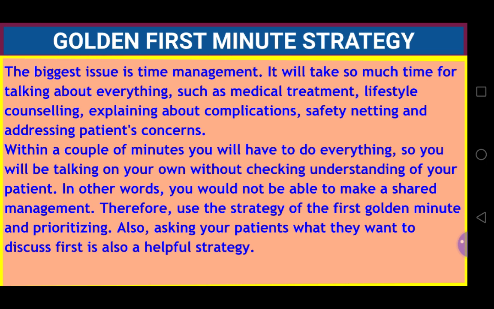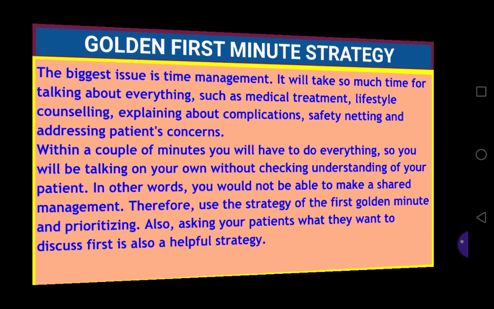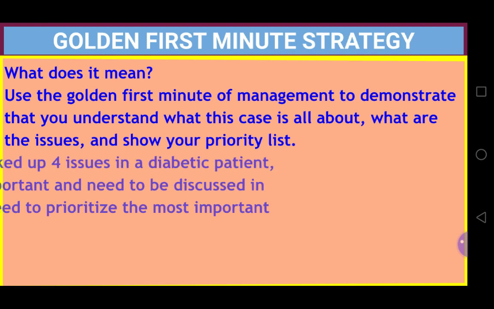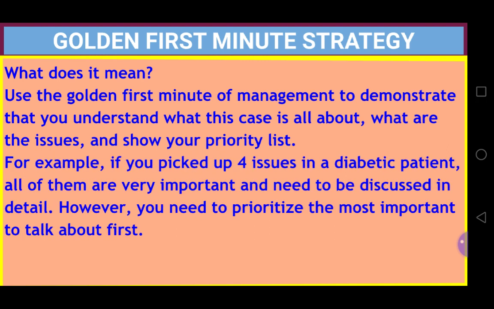Another thing is that asking your patient what they want to discuss first is also a helpful strategy. So, golden first minute strategy, what does it mean? It means that use the golden first minute of management to demonstrate that you understand what this case is all about. What are the issues? And show your priority list to your patient or to your examiner. For example, if you picked up 4 issues in a diabetic patient, all of them are very important and need to be discussed in detail. However, you need to prioritize the most important to talk about first.